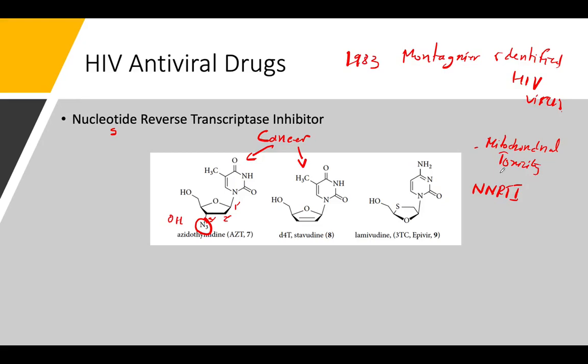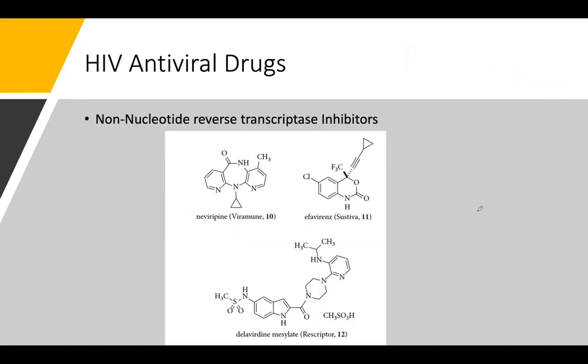Those non-nucleoside reverse transcriptase inhibitors will still target the enzyme reverse transcriptase. They will bind close enough to the binding site, but not at the exact binding site. They cause a conformational change that will then prevent the enzyme from binding the incoming monomers, and this is how they stop the action of the enzyme. Some of those are listed here: nevirapine, efavirenz, and delavirdine.